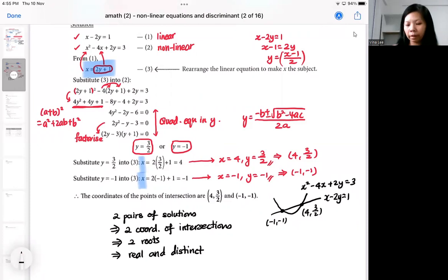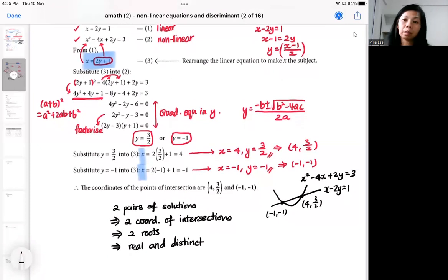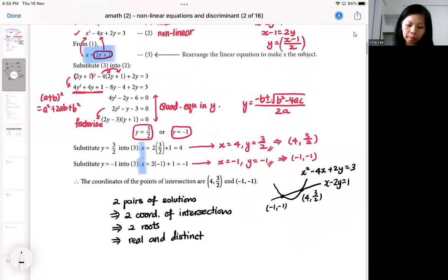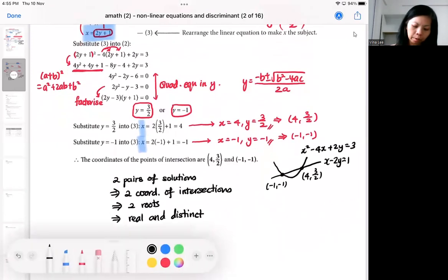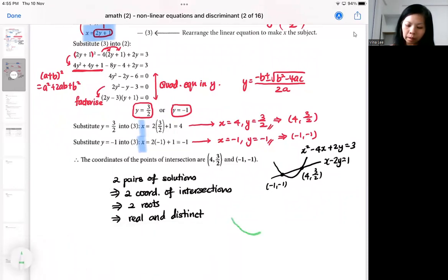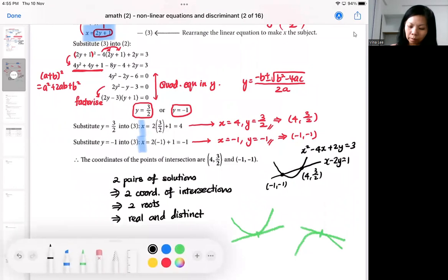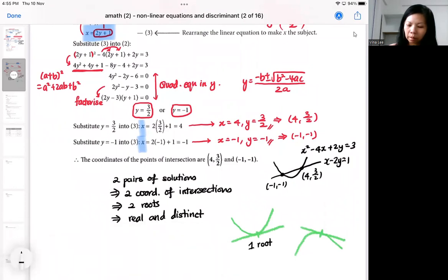Okay, so will there be one solution? Yes, it's quite possible. There will be some situations where a curve and a straight line only end up with one solution. It can look something like this. So there's only one intersection. If there's only one intersection, that is considered only one root. So this is what we'll call real and equal roots.